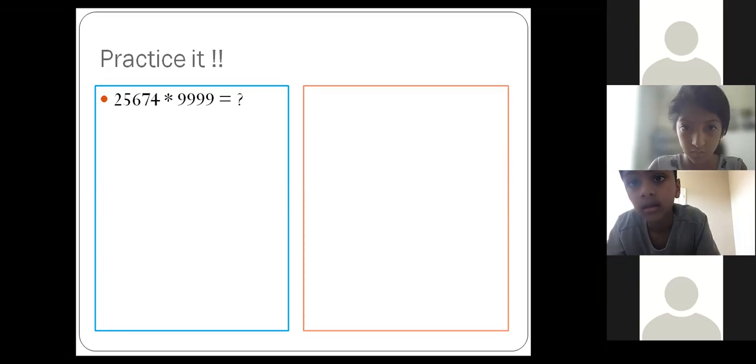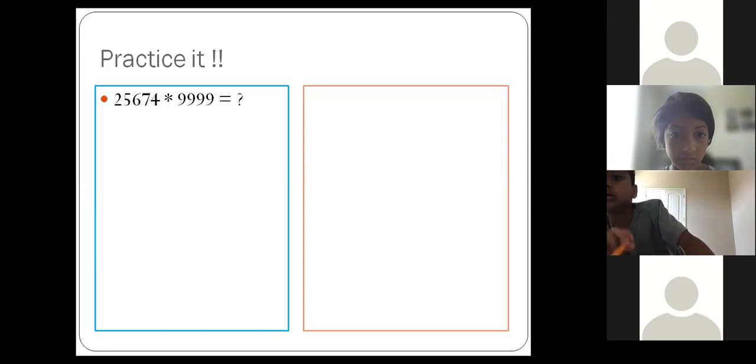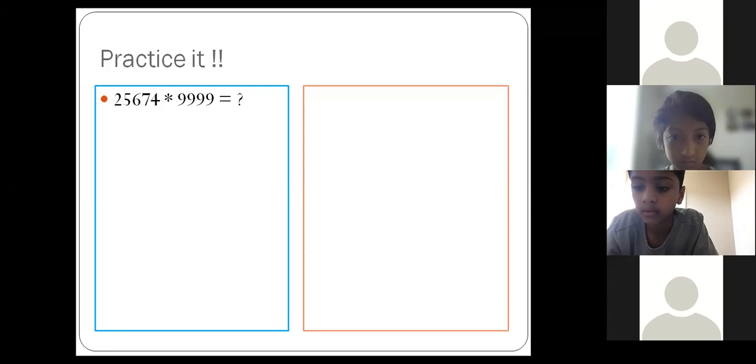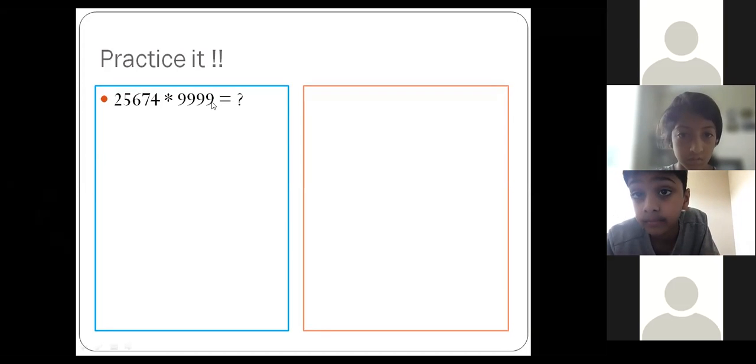Nikhilam Sutra. Is it possible to solve this problem using Nikhilam Sutra? Be careful. Check. No, it cannot be solved. Very good. Using Nikhilam Sutra, it cannot be solved. Why? Because the 99 series is having 4 digits and 25674 is having 5 digits. So whenever the number of digits is more than the 99 series digits, you cannot use Nikhilam Sutra, right? Very good. So it is not possible using Nikhilam Sutra.